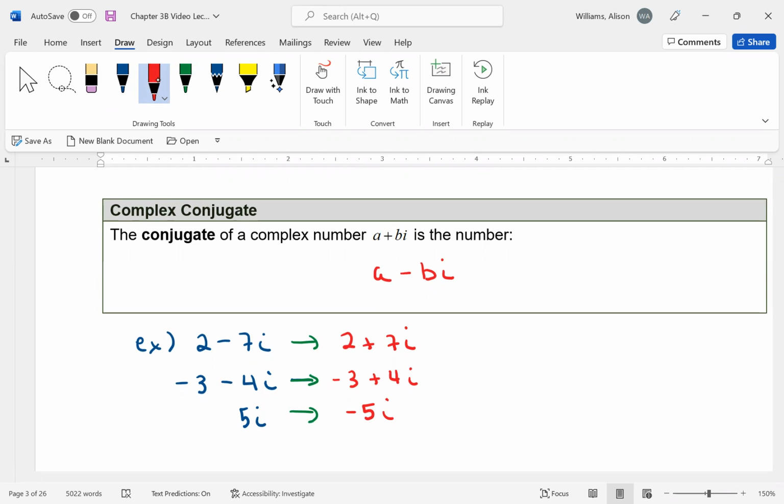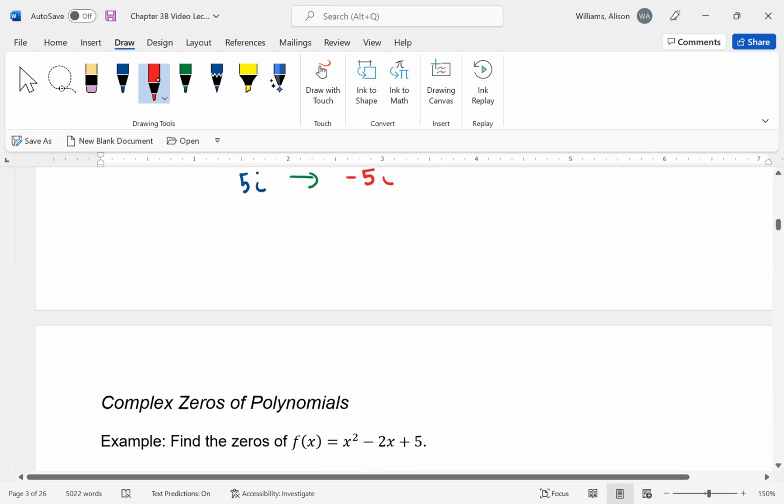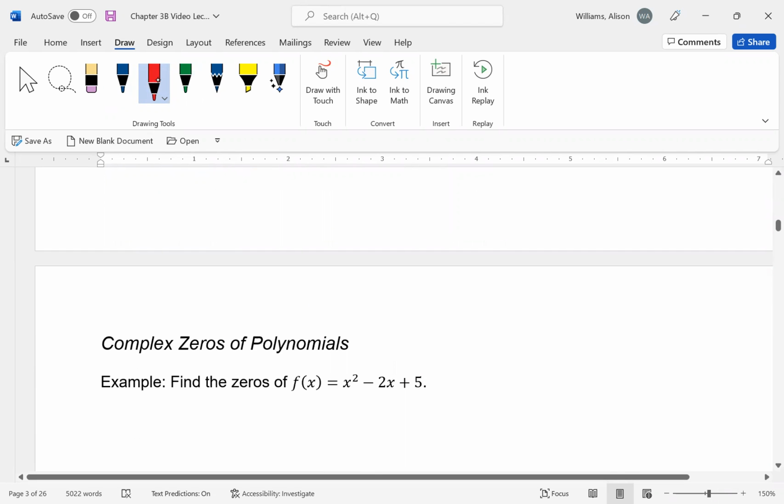All right, great. Now, we'll use that information to look at complex numbers of zeros, but I'll do that in the next video.